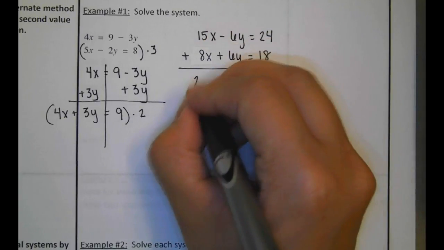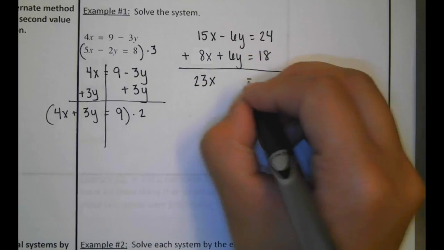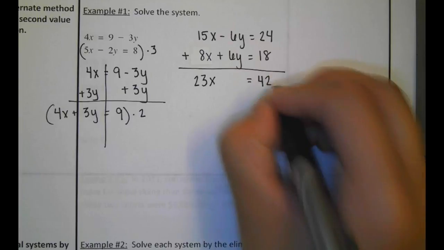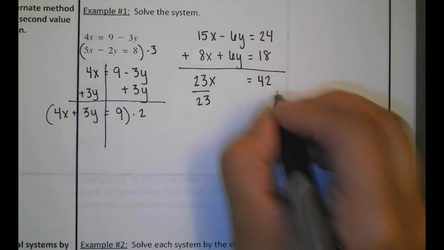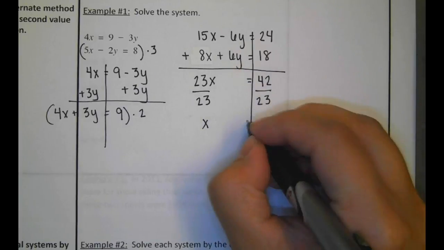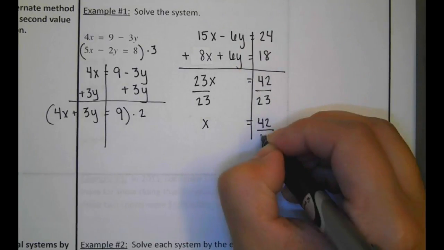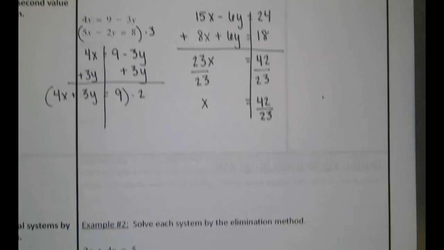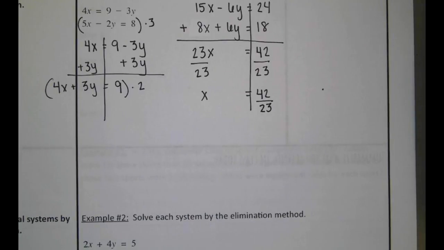To eliminate my y's, negative 6y plus 6y will be 0, so I'm going to add. 15x plus 8x is 23x. 24 plus 18 is 42. Divide by 23. Oh my goodness, I've got a weird fraction. But that is okay.